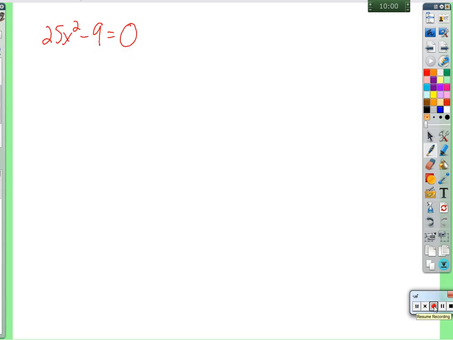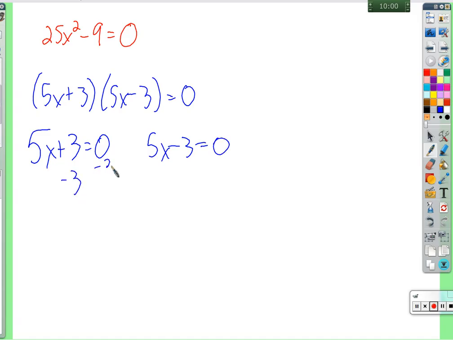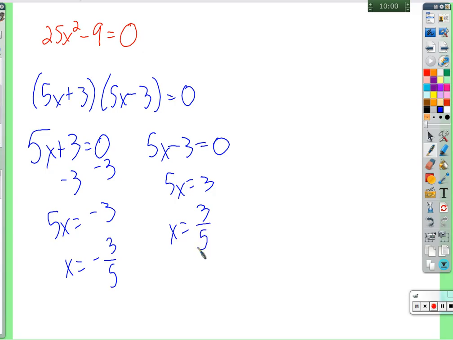All right, so back to this difference of squares. 5x plus 3, 5x minus 3 equals 0. We set each factor equal to 0 and solve for x. Subtract 3: 5x equals negative 3, x equals negative 3 fifths. 5x equals 3, x equals positive 3 fifths. Not surprising that our factors differ by just a plus and a minus, so our solutions differ by just a plus and a minus.